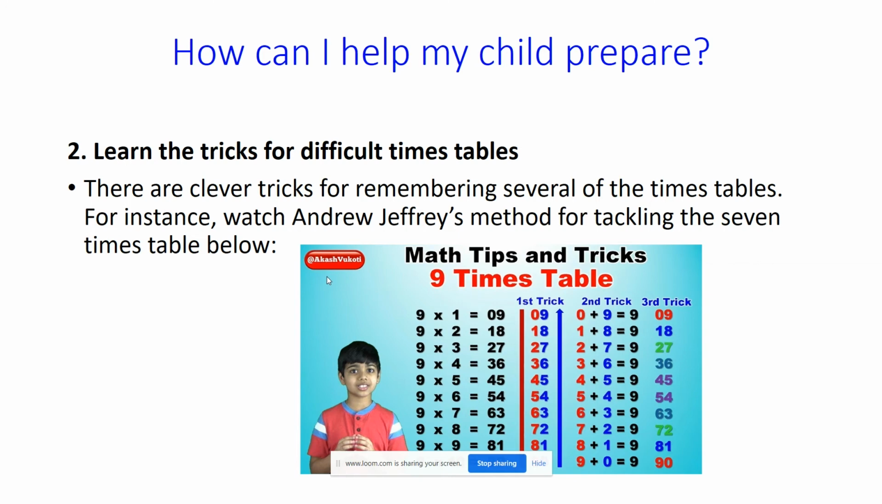The second trick with the 9s is obviously 18: 1 and 8 equals 9. 2 and 7 equals 9. 3 and 6 equals 9. 4 and 5 equals 9. 5 and 4 equals 9. So if you add those two numbers together, that actually makes 9. And that's another trick to help them remember those 9 times tables.